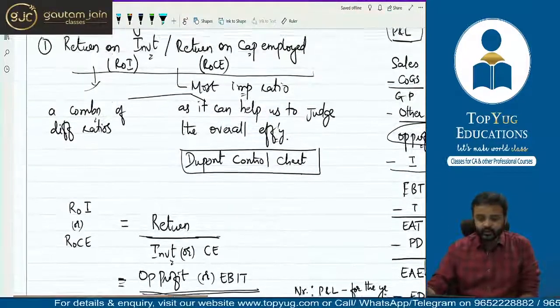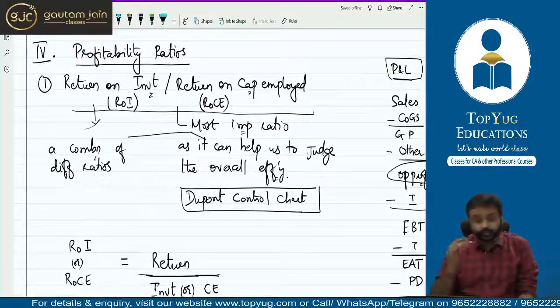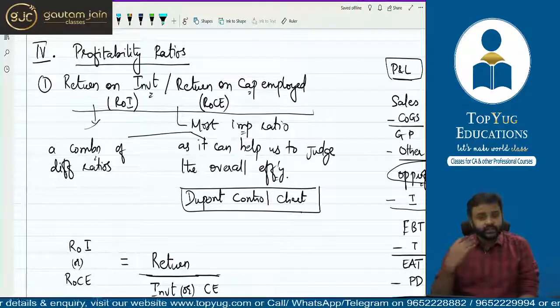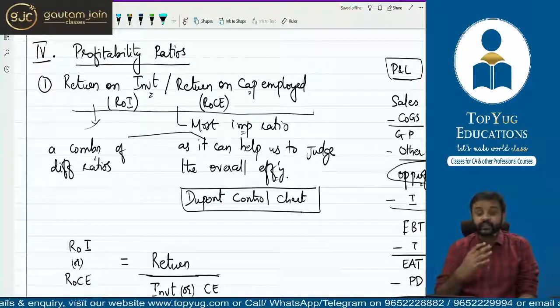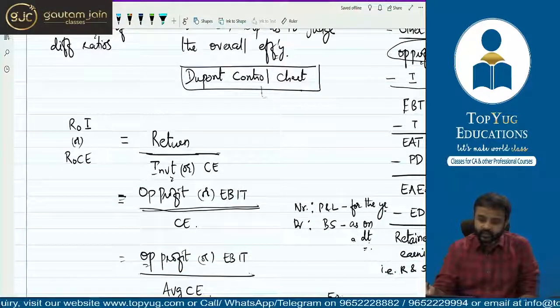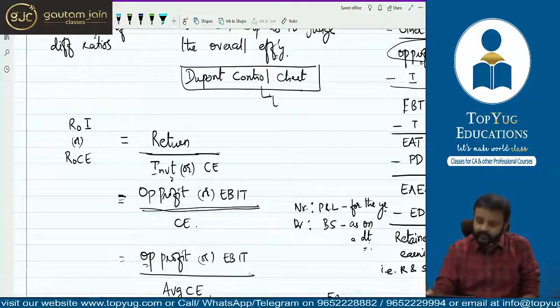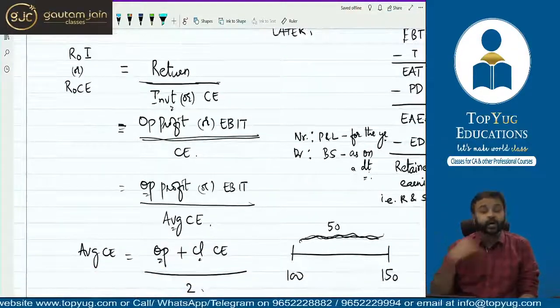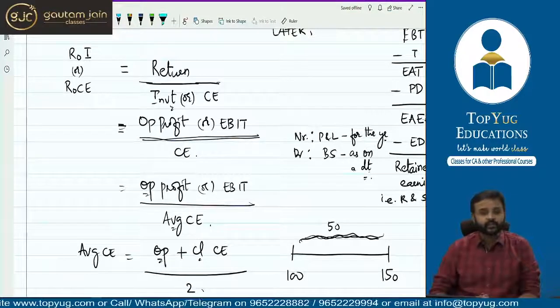Return on investment is an important ratio, the most important ratio, because it will help us judge the overall efficiency, right? It is a combination of various ratios, which we said we can prove also by way of the DuPont control chart, which we'll do later. Okay, we'll discuss this chart later. Okay, next. Now, how do we get this return on investment or return on capital employed?